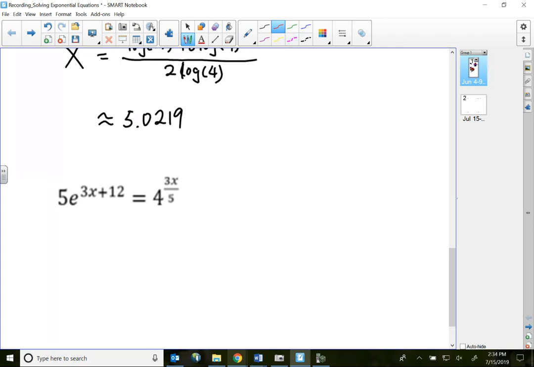A couple of things here before I write. This first term here is 5 times e to the 3x plus 12. So when I take a natural log of this term, it's almost like natural log of 5 times something. So according to the product rule, the multiplication will actually become an addition. So that means when I take a natural log on both sides, I actually get natural log of 5, the multiplication becomes an addition, plus natural log of e to the 3x plus 12.